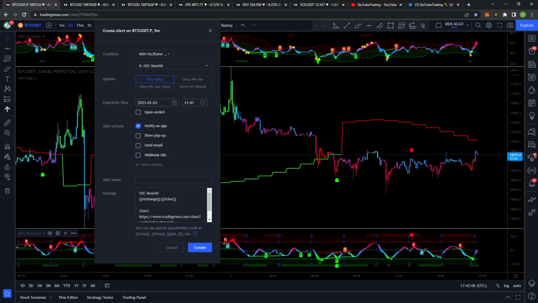Overbought are the red main dots on top. Oversold are the main green dots on bottom. Squares are the trend deviations. So, yeah.